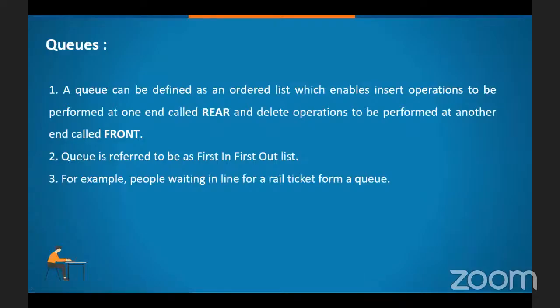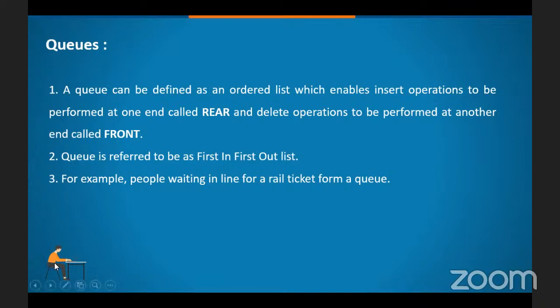Okay, now let us move to the topic called queues. A queue can be defined as an ordered list which enables insert operations to be performed at one end. So all the insertion will be at one end, that is called the rear end. And delete operations will be performed at another end called the front end. So the rear end we call the back side, right? So insertion happens at the rear end and deletion at the front end.